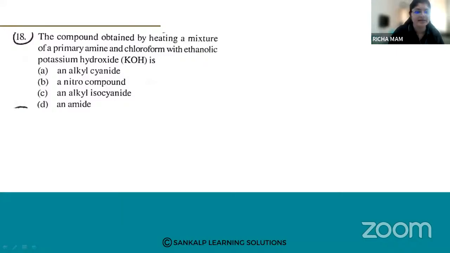Vedvati has answered it as A. Basava has answered as A. Komala has answered as A. Tasmi has answered as C. Okay. So let us see now.